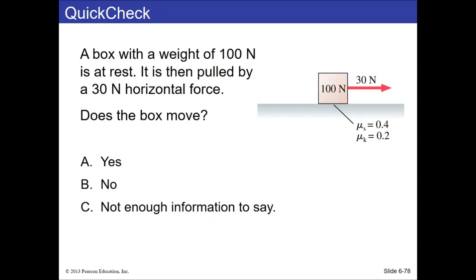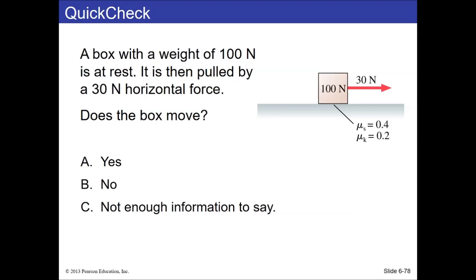Okay. So, got a box here with a weight of 100 newtons, is at rest, then it's pulled by a 30 newton force. Does the box move? Okay, so like you do with every problem that we ever look at, you ask yourself what forces are acting on the object. Gravity down, normal force up. We have a 30 newton force to the right. The box is at rest. Will it move? There's going to be a kinetic or static friction to the left.